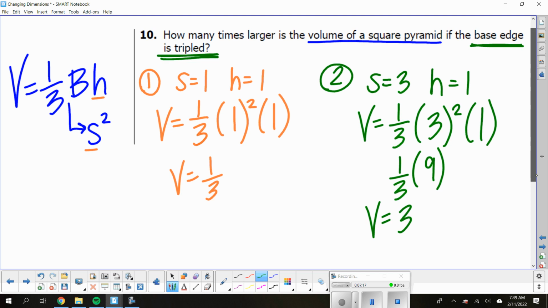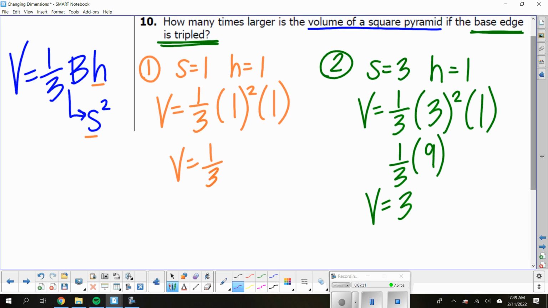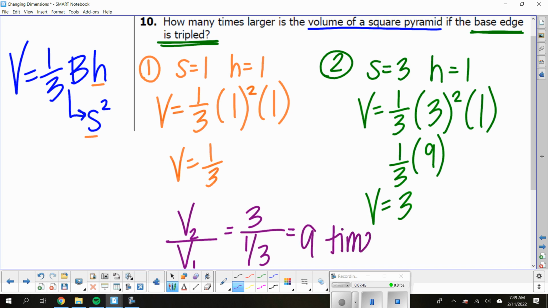So I need to see how much these are changing. I'm going to take my new volume, the volume that I altered, the one that I tripled, and divide it by my start volume. So I'm going to take volume 2 divided by volume 1. My volume of my second test was 3, divided by my volume of the first test, 1/3. That's going to give me 9 times larger. And if you think about it, that's going back to the fact that the 3 was squared. So my 9 is sitting right there.